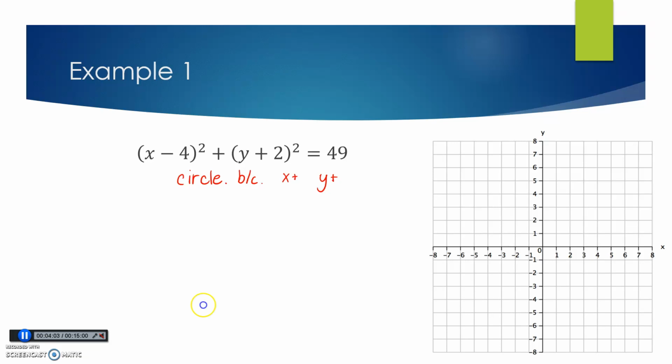Then if I'm graphing this, I'm going to find my center. My center is going to be at 4, negative 2, because I take the h and the k and change the signs. So let me graph that point. Then I have to find my radius, which is the square root of 49, so my radius is 7. From the center, I'm going to count out 7 in 4 directions. 1, 2, 3, 4, 5, 6, 7. 1, 2.